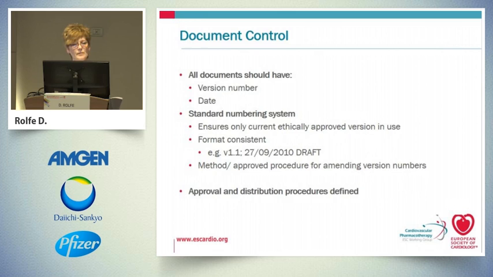So a quick slide on document control. All documents should have version numbers and dates. There should be a standard numbering system. It actually helps because when you look at your review board authorizations, you will be able to see which document they actually approved for use, and you can cross-check that with your file. So make sure that the dates and the version numbers are consistent with what has been approved.